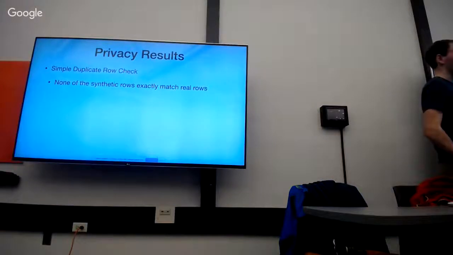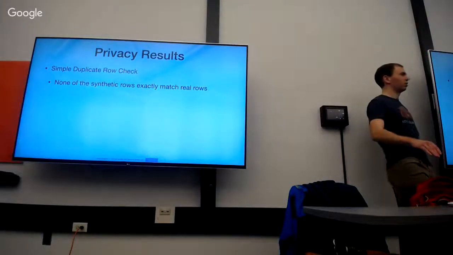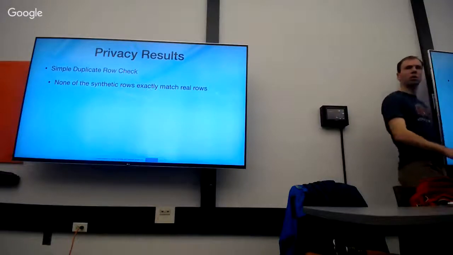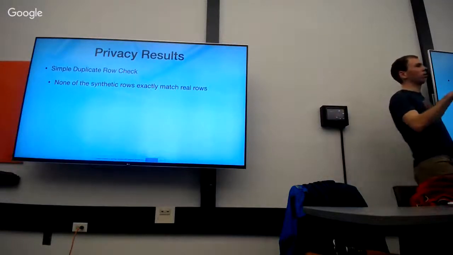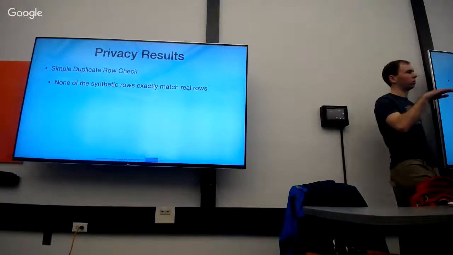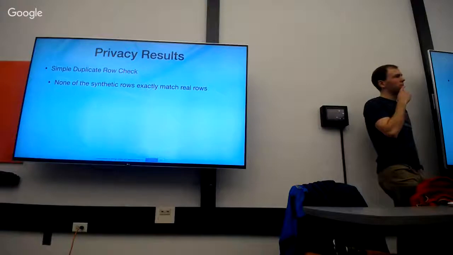For single diagnosis though. Sorry, what? Single diagnosis. Even for like type 1 diabetes by itself. Oh, you mean if one row had just that? Yeah. Doesn't that mean the same thing? Yeah, so none of the synthetic rows that we generated matched any single original real row. Right, but shouldn't a boring row match just because?